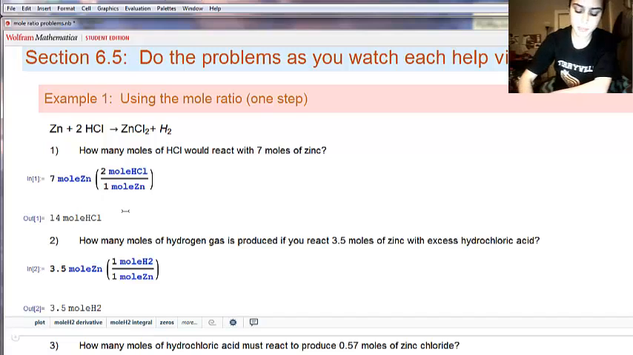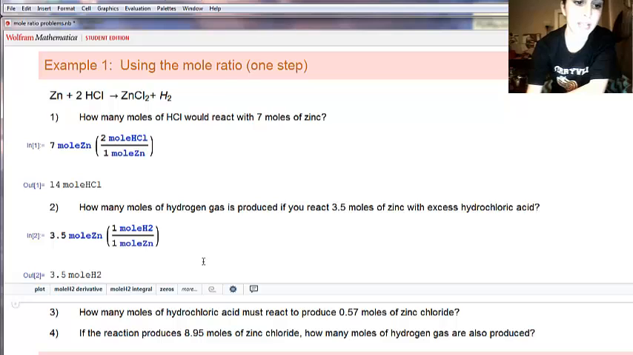So what we are taking advantage of in these types of problems are the mole ratios given by our balanced equation. And again, the coefficients in these equations tell us what the ratios are of moles to moles. So I want you to go ahead and do numbers 3 and 4.